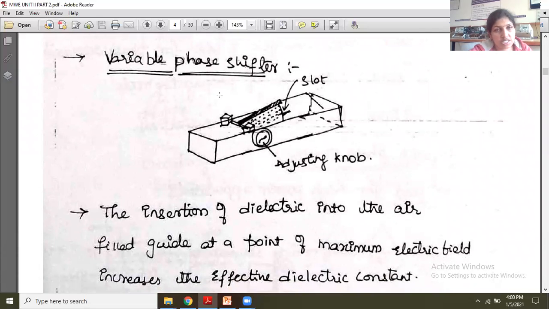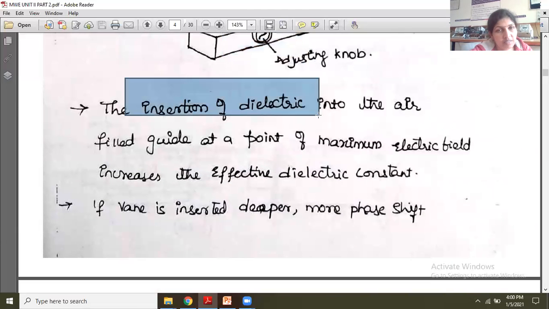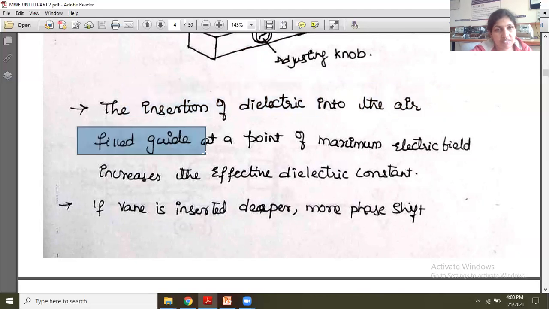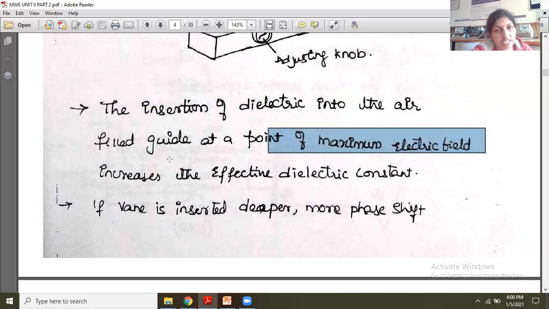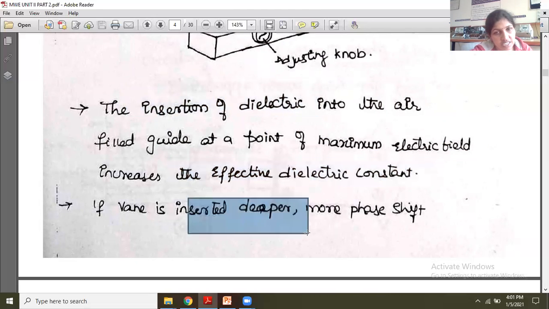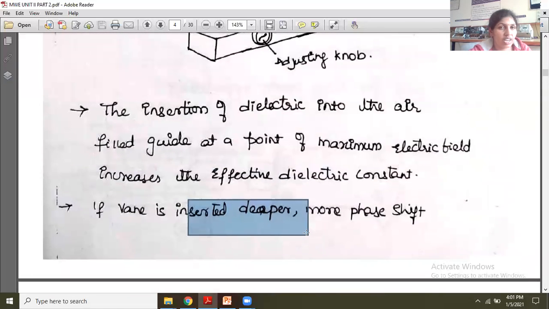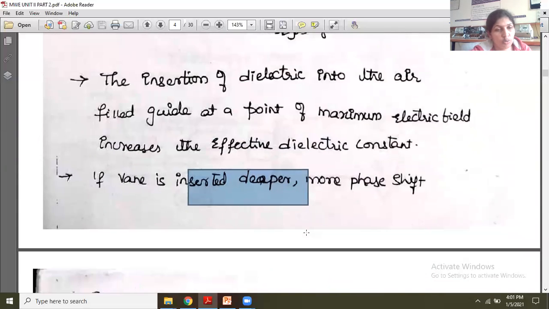The diagram and the structure are similar to those of the attenuator. This pad can be inserted and removed outside. This pad is a dielectric pad, inserted into the air filled waveguide, which is nothing but an empty waveguide. At a point of maximum electric field, it will increase the effective dielectric constant. If this vane is inserted deeper, we will get more phase shift, and if it is pulled outside, we may get zero phase shift.